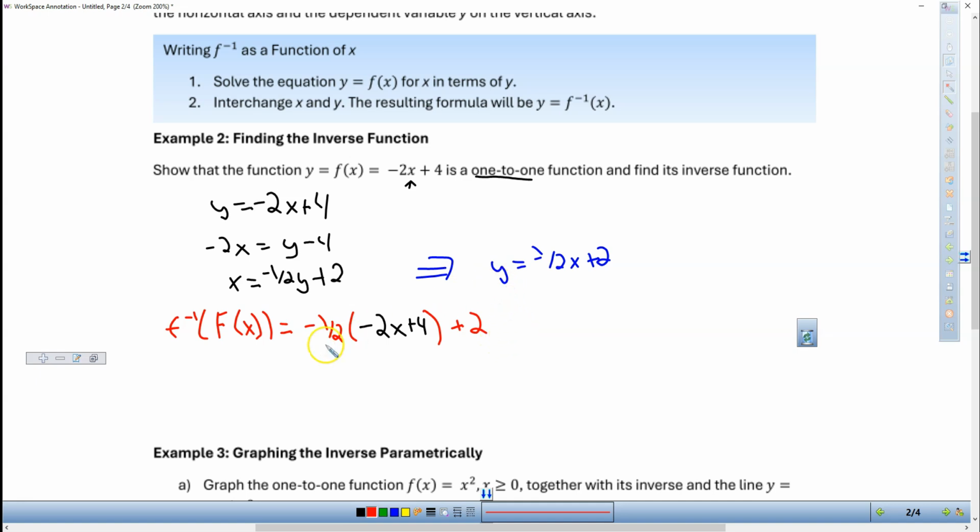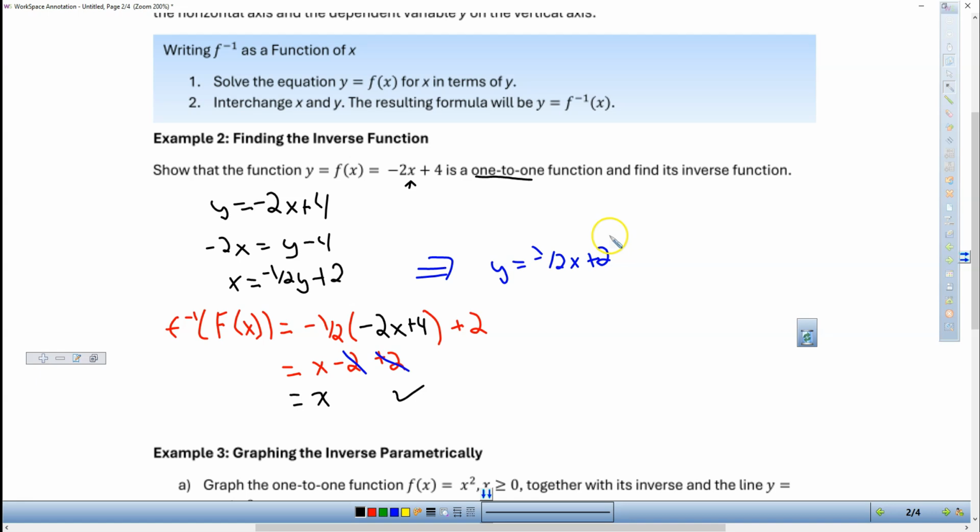We can then do some simplification here. This is going to simplify to x minus 2 plus 2. And of course, when we look at this, we have two terms that cancel right out, and so we just have this equaling x. So that verifies this side.